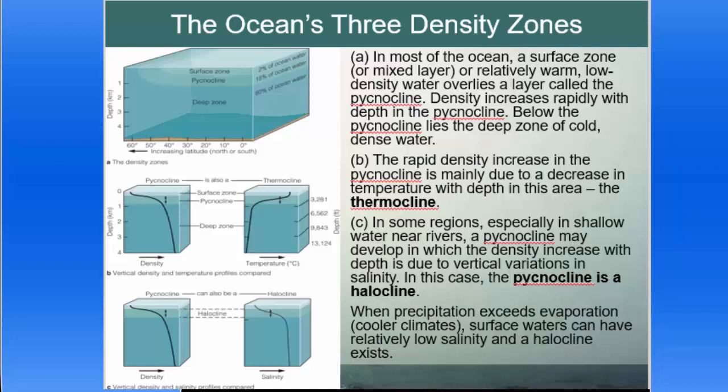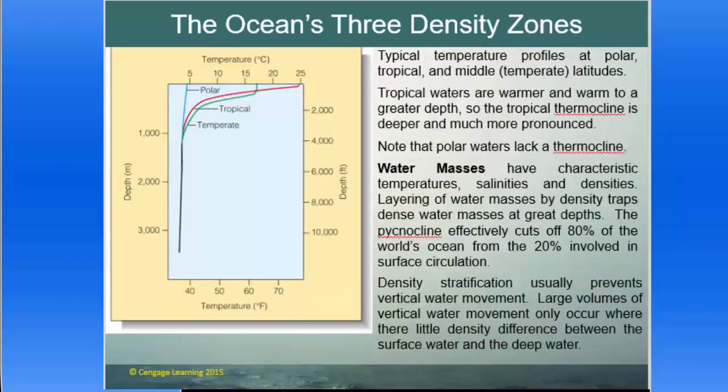So the pycnocline is a combination of thermocline and halocline, just different regions have different physical setups. Here's a typical temperature profile at the polar, tropical, and middle latitudes. The polar is in blue, with very little temperature difference from the surface to the deep layer. The tropical has a significant temperature decrease from the surface waters down to the deep zone, and then the temperate areas, the middle latitudes, don't have as much of a pronounced change.